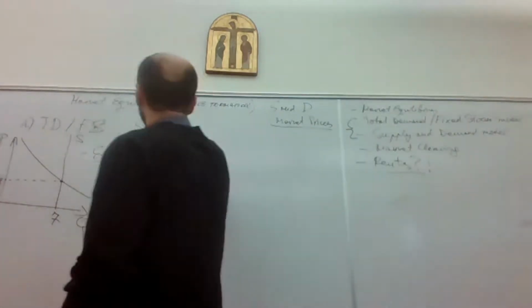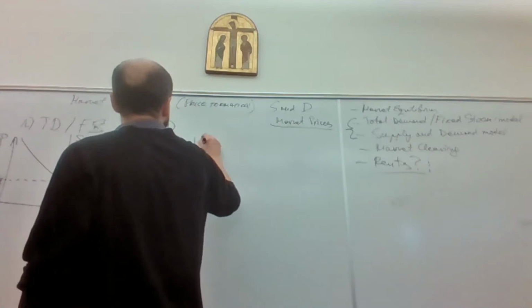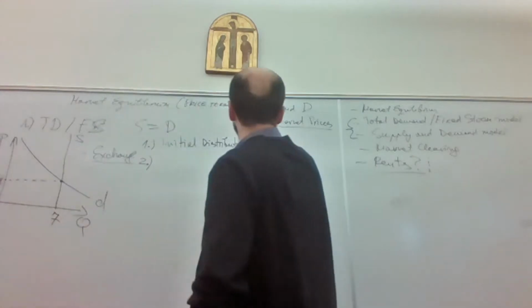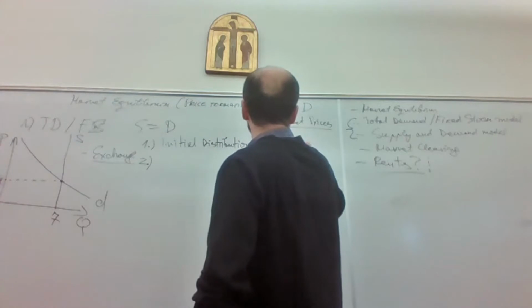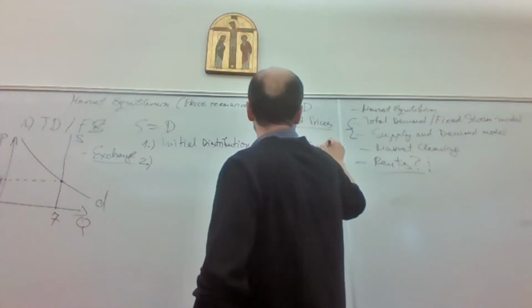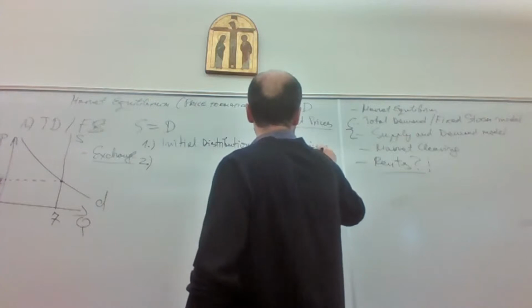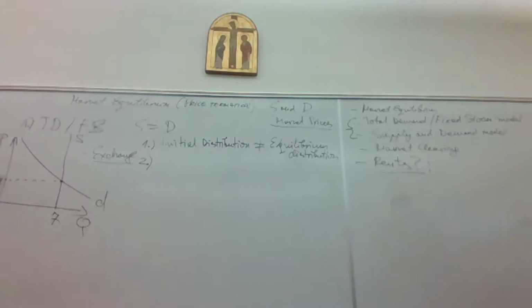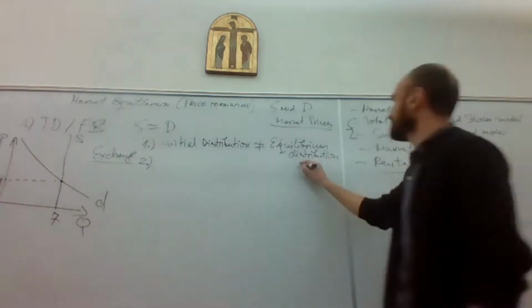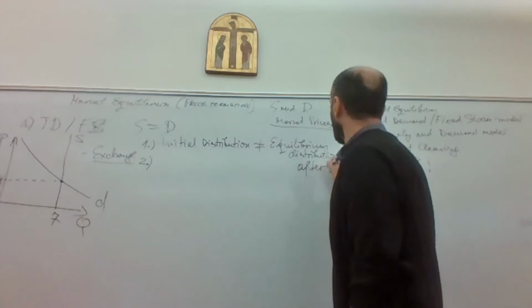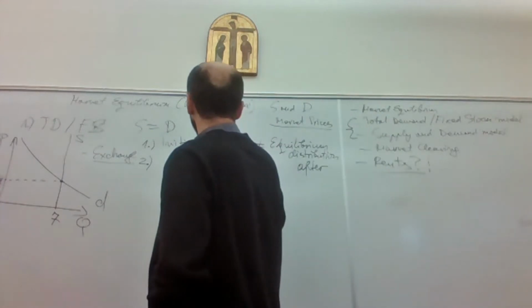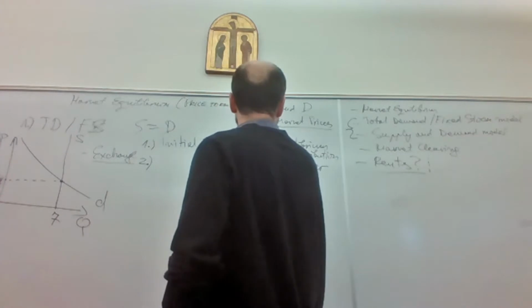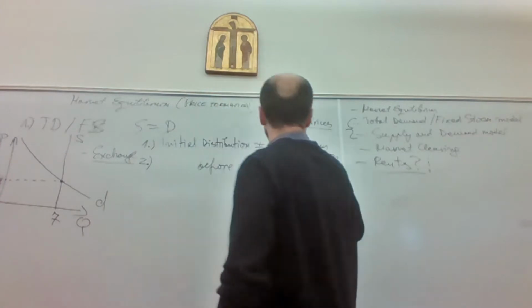So that's what it means, that initial distribution is irrelevant for the equilibrium distribution. So what is the equilibrium distribution? That simply means who is going to get the cake after the exchanges are made. Equilibrium, that's after. This is before. So before is irrelevant for after.